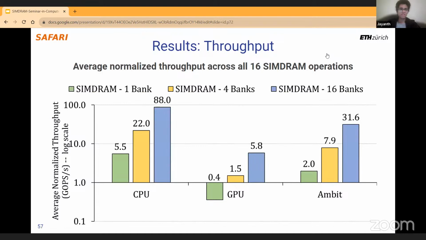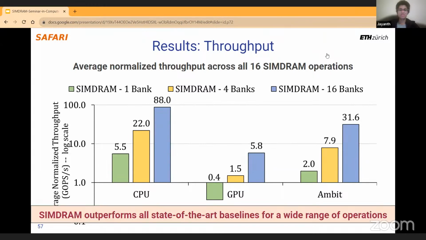Yeah, coming to the results, we compare the throughput of all three SIMDRAM configurations against all three of our baselines, and we obtain these results. So this evidently shows that SIMDRAM outperforms all baselines across a wide range of operations. But if we see the comparison with GPU, we have lower performance for the one bank configuration. Can anyone probably guess why that could be?